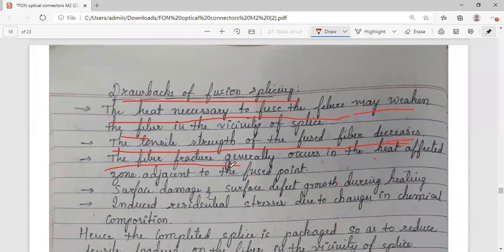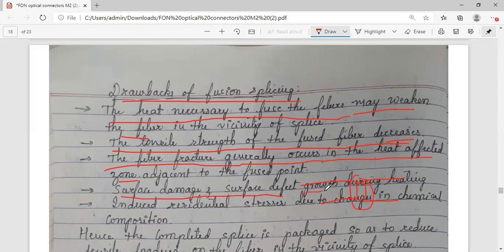The fiber fracture, that is breakage, generally occurs in the heat affected zone. So it is very obvious, as you might have observed, wherever you try to repair some damage in any material, there are more chances that if any breakage happens, it will break there first. It is like that. So here in splicing also, at the joint part, where you did the splicing and connected, the chances of breakage are higher there. That is the third drawback.